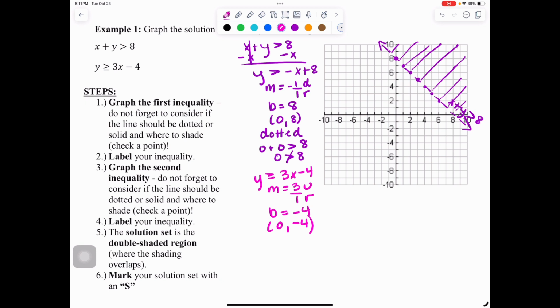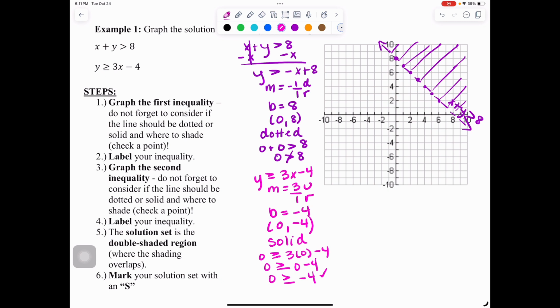Because when I look at that it's greater than or equal to, I know that it's going to be a solid line because everything on the line will count. And I'm going to test the point 0, 0. So 0 in for y and 0 in for x. So this would be 0 is greater than or equal to 0 minus 4, which means 0 is greater than or equal to negative 4, which is true. Okay, this one works. So we are going to shade towards 0, 0 for this one.